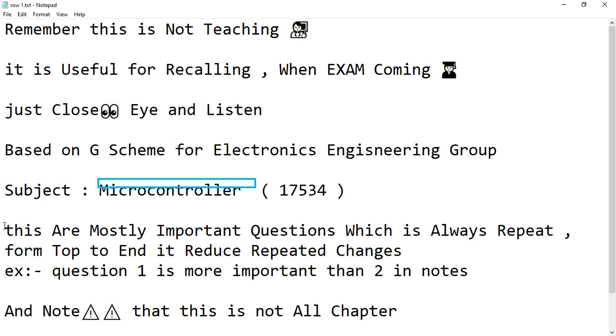Subject, microcontroller, 17534. These are mostly important questions which always repeat. From top to end, it reduces repeated changes. Question 1 is more important than 2 in the notes. And note the warning sign that this is not all chapters.